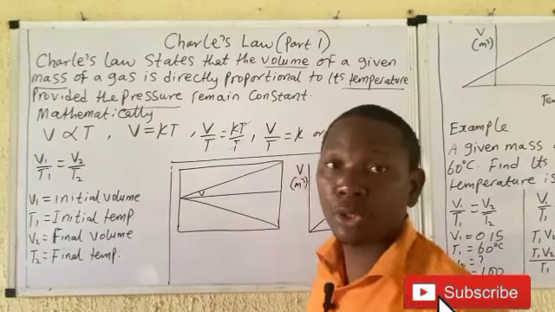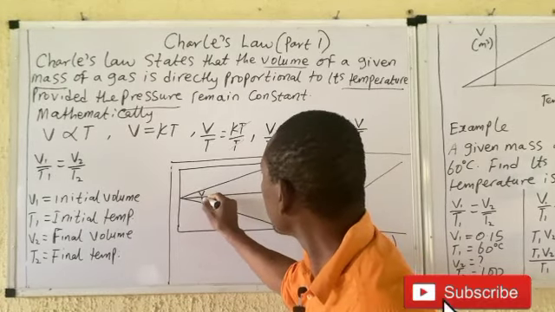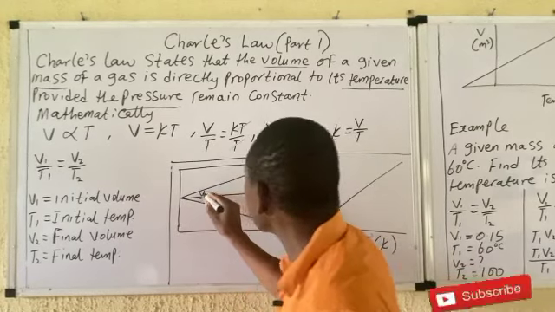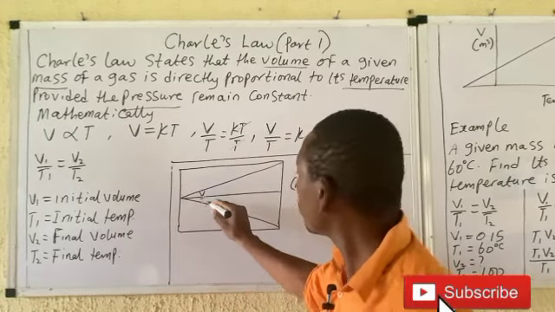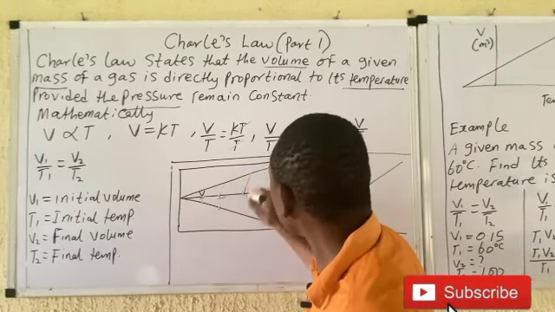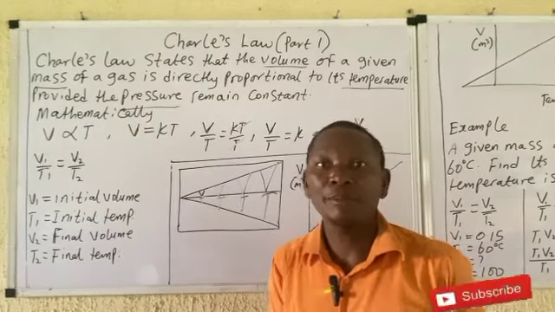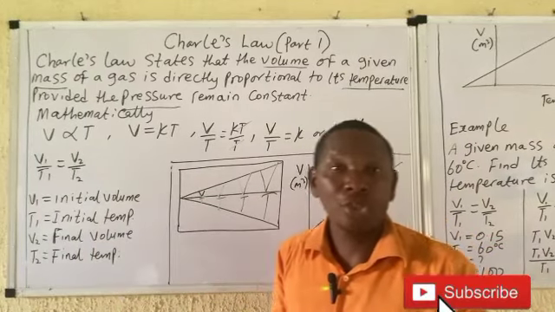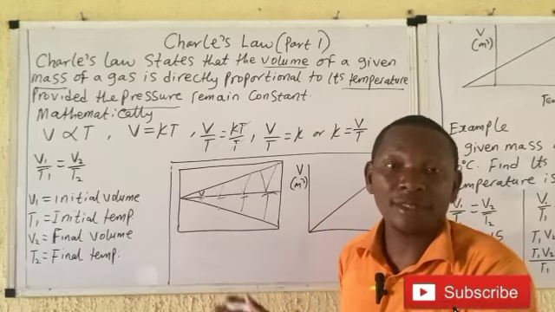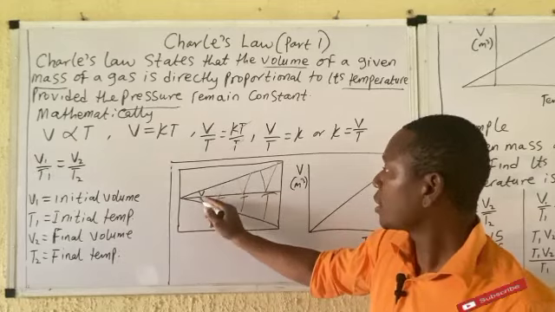This is a very simple illustration of Charles' law. V is directly proportional to T. So in this case, when T is low, V is low. But as T increases, V increases further. So this is what proportionality means. It means that as one of the parameters is increasing, the other one is increasing. If something is inversely proportional, it means that as one is increasing, the other one is decreasing. But in Charles' law, it's directly proportional. It means that as the volume is increasing, the temperature is increasing.